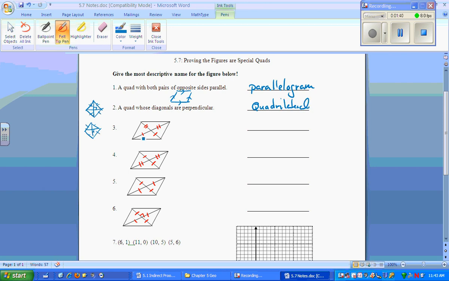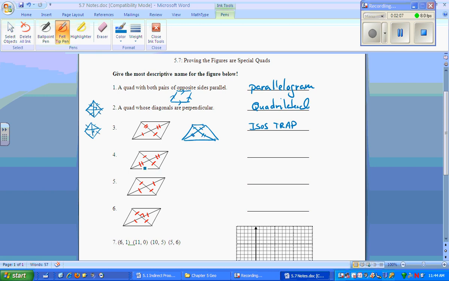Number 3, it looks like we have the diagonals. What are the diagonals doing? They're not bisecting each other, but the top two are congruent, and the bottom two are. That is the one that looks more like this. That's what was special about the isosceles trapezoid, to give us that answer. Even though they all look like a parallelogram to me, they're not going to change.